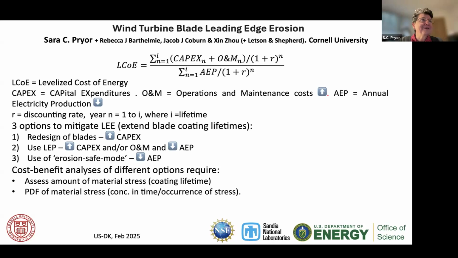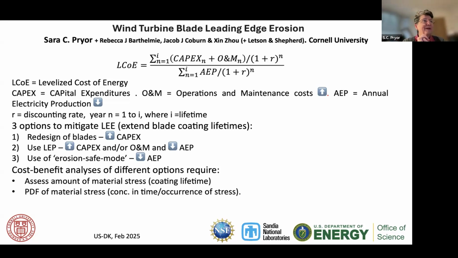Fundamentally, of course, we can cast this in the framework of the levelized cost of energy, where we can say, of course, the levelized cost of energy per megawatt of electricity produced is a function of capex costs, operations and maintenance, and then, of course, AEP. So if we think about leading edge erosion and how we might want to mitigate it or extend our blade coating lifetimes, we can really think about 3 options. One is we can redesign the blades.